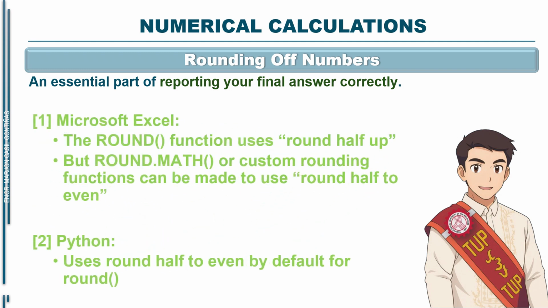Examples, in Microsoft Excel, the round function uses round half up, but round.math or custom rounding functions can be made to use round half to even. In Python, it uses round half to even by default for round.